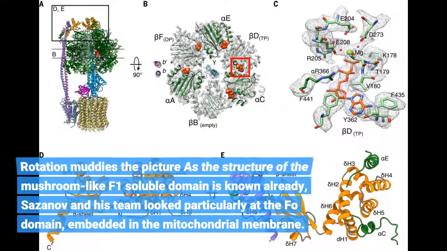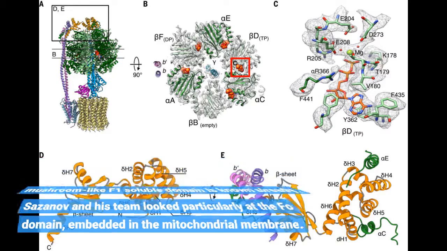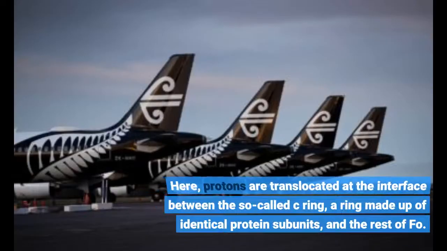Rotation muddies the picture, as the structure of the mushroom-like F1 soluble domain is known already. Sazanov and his team looked particularly at the FO domain, embedded in the mitochondrial membrane. Here, protons are translocated at the interface between the so-called C-ring, a ring made up of identical protein subunits, and the rest of FO.